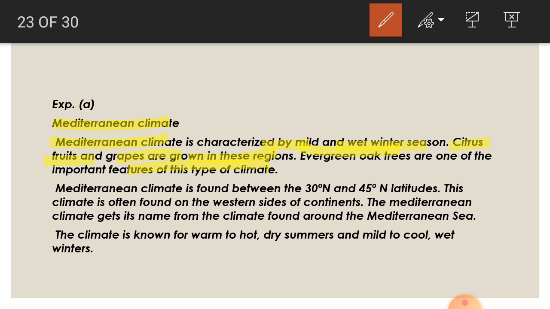So in the Mediterranean type of climate, we will find mild and wet winters, citrus fruits like grapes, and even oak trees. Mediterranean climate is found between 30° north and 45° north latitude. It is only given in the north, not in the southern latitude, mind it. This climate is often found on the western side of the continent. The Mediterranean climate gets its name from the climate found around the Mediterranean Sea. The climate is known for warm to hot, dry summers and mild to cool, wet winters.